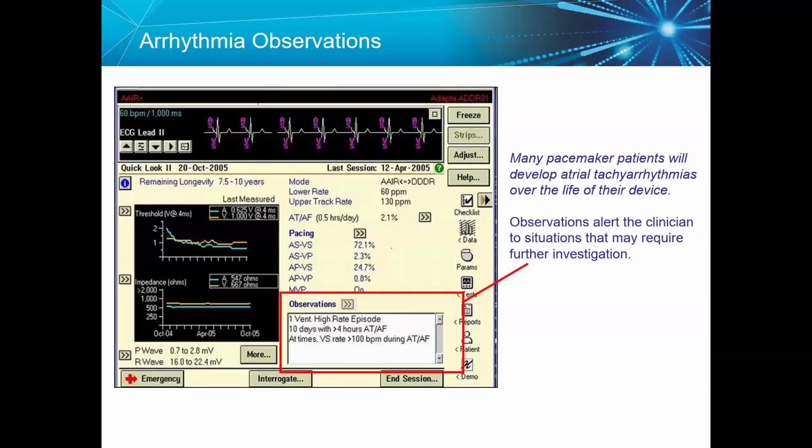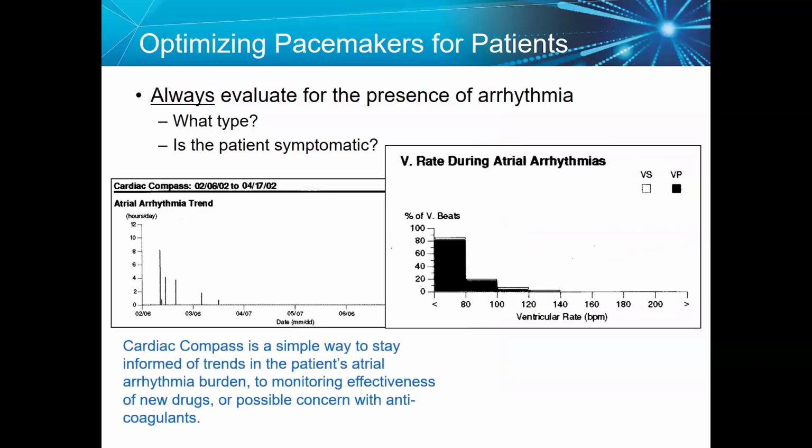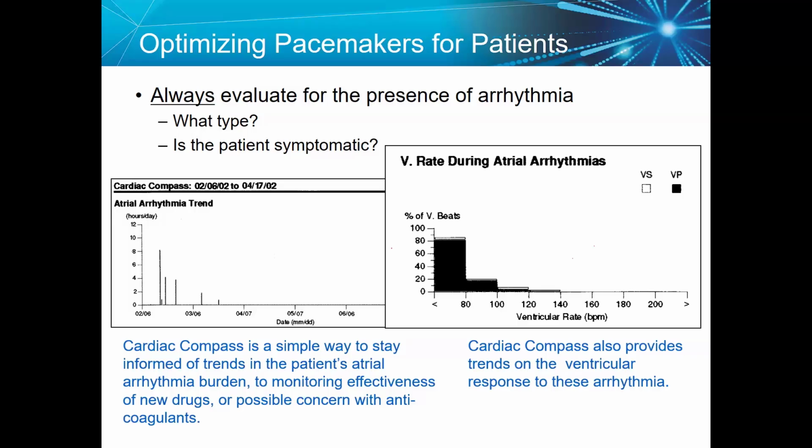We should confirm that the patient had AF. In this situation, the patient had 10 days with 4 hours. The patient needs anticoagulation, and at the same time also needs rate control. Okay, so in observations the pacemaker gives you a lot of data and a lot of clinical decisions. Here also there is a trend of atrial arrhythmia and ventricular rate during atrial arrhythmia. Is the patient stable or not, does he need rate control or not, does he need anticoagulation or not?